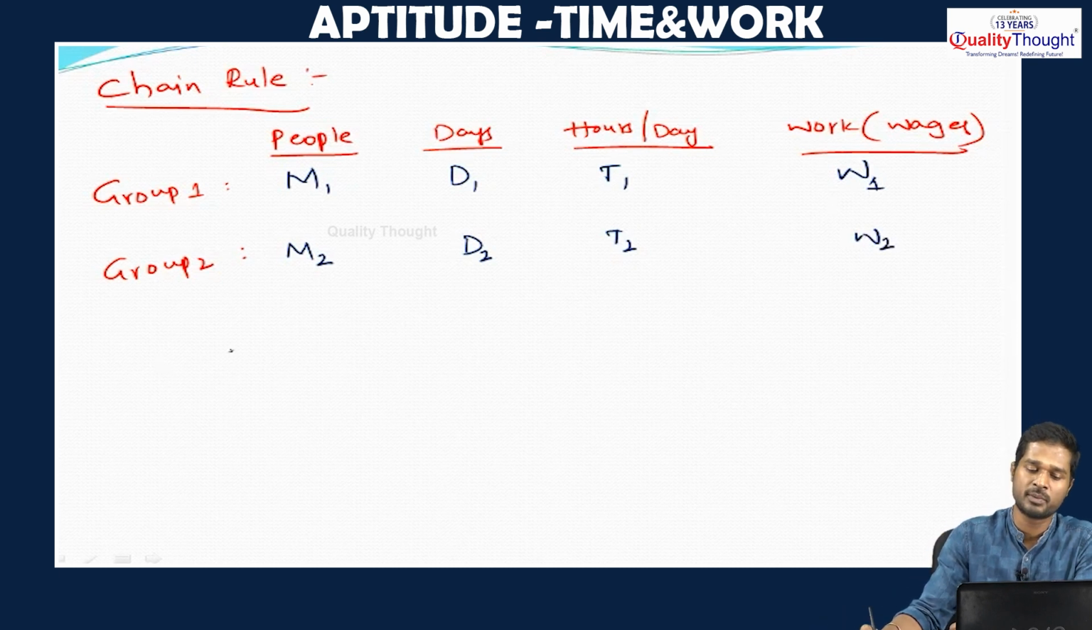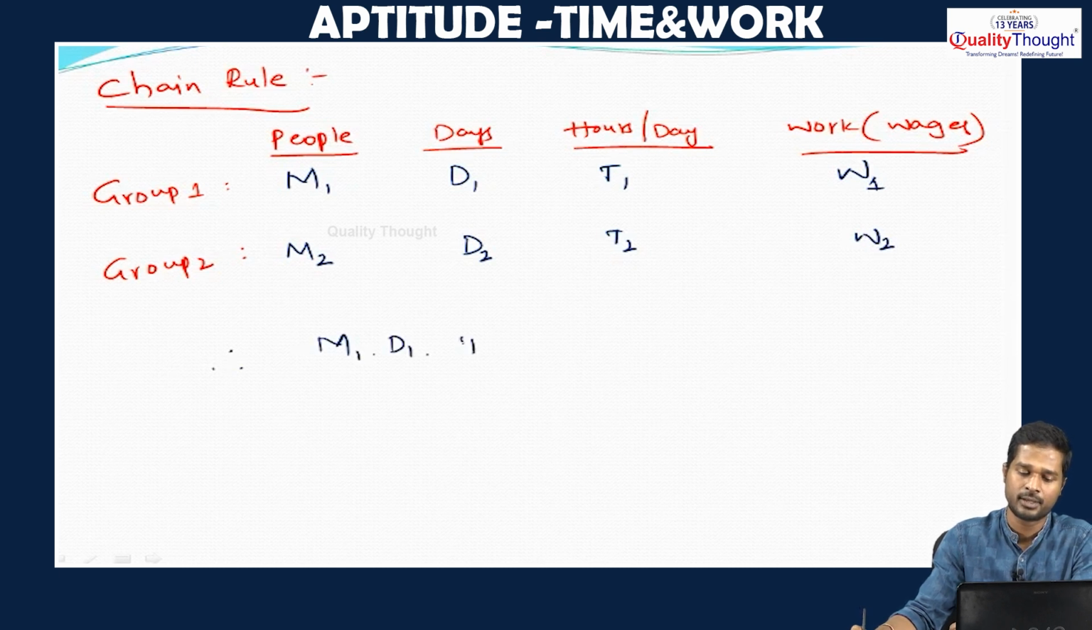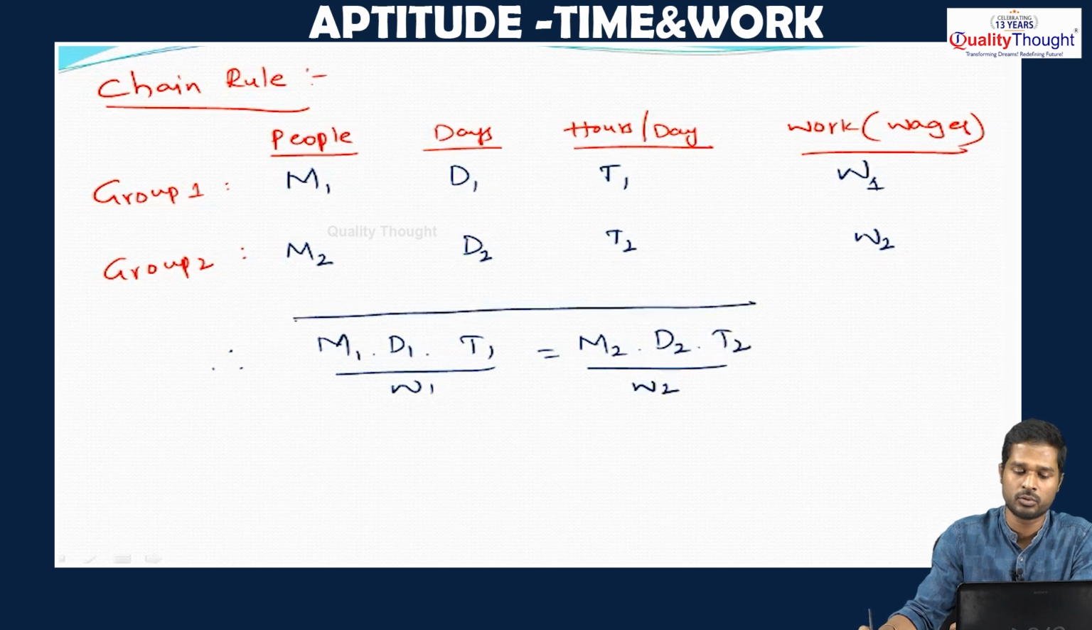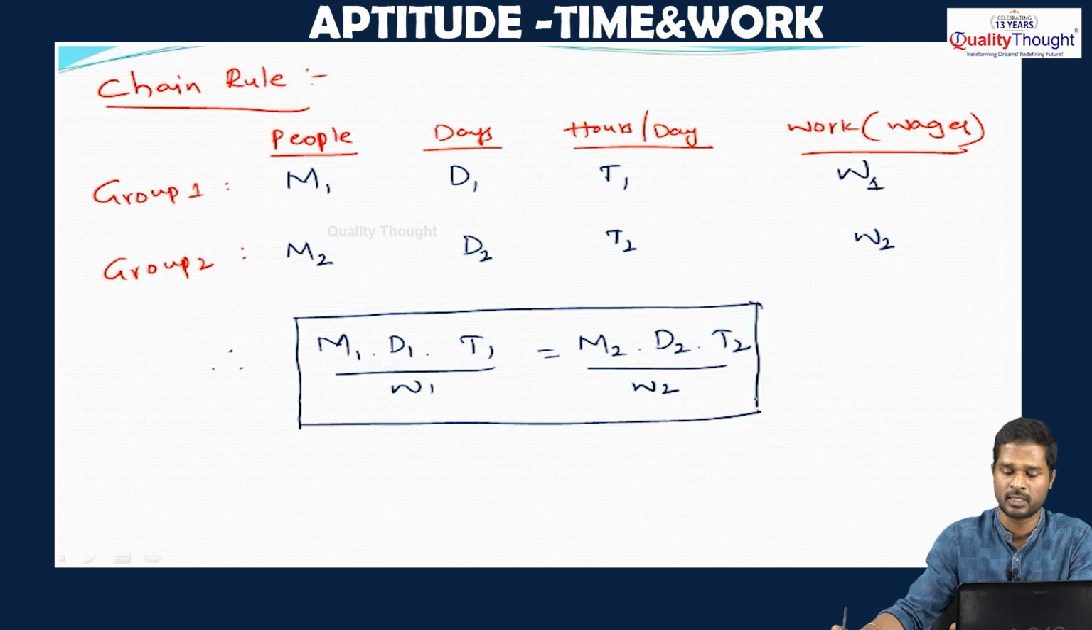Then how can the relation between these two things be written? This is M1 D1 T1 by W1 is equal to M2 D2 T2 by W2. This is the relation between both these groups in calculating the values related to the work or wages or hours or days or number of people. Okay. So, remember this, we will see some questions on this.